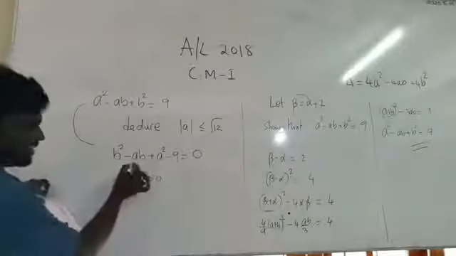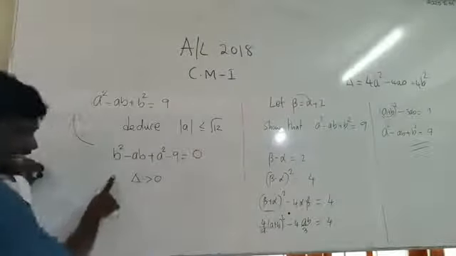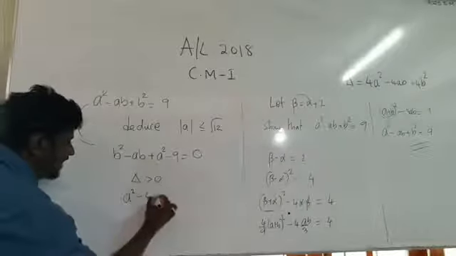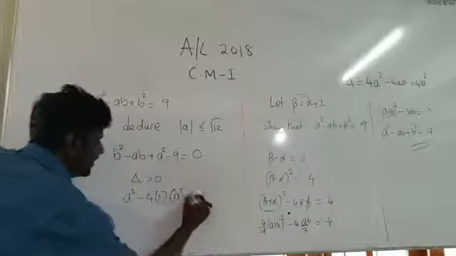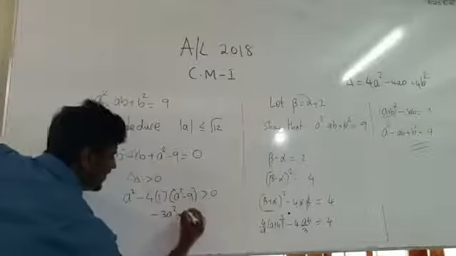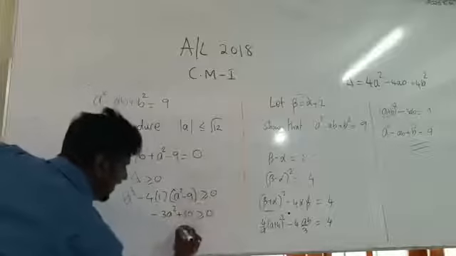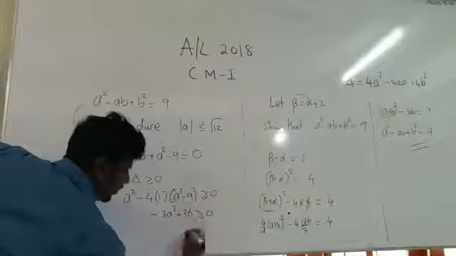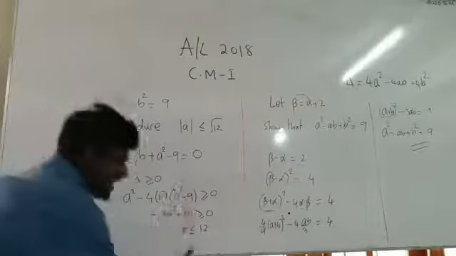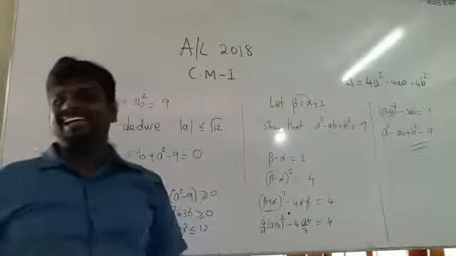In that case, this is the quadratic equation in terms of B, and you are taking delta, so A square minus 4 times the A square minus 9 is greater than or equal to 0. If you simplify that, minus 3A square plus 36 is greater than or equal to 0. Then you cancel 3 and move to the other side, so A square is less than or equal to 12. In that case, immediately you can write mod of A less than or equal to root of 12, but this is not acceptable.